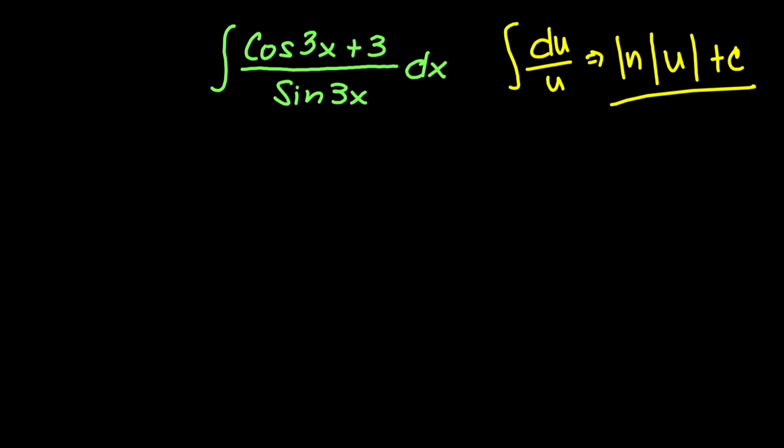For the last problem, the integral of cosine 3x plus 3 over sine 3x. If you are not sure what to do here first, whether to simplify the integral first or use u substitution, I recommend using u substitution first to see if there are any complicated expressions after. So let u here be sine of 3x.